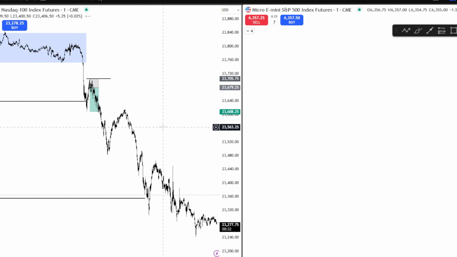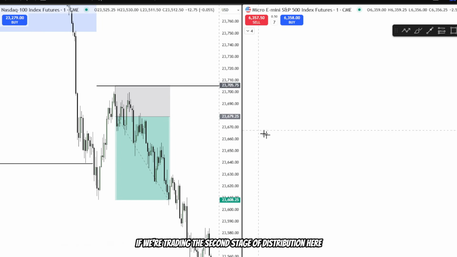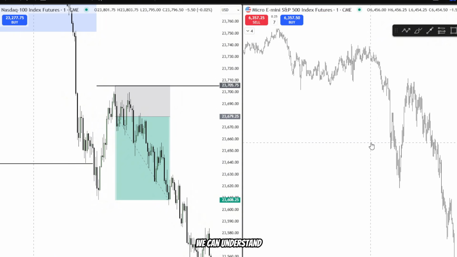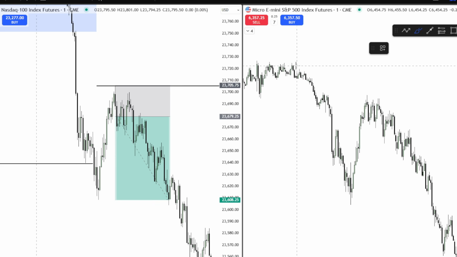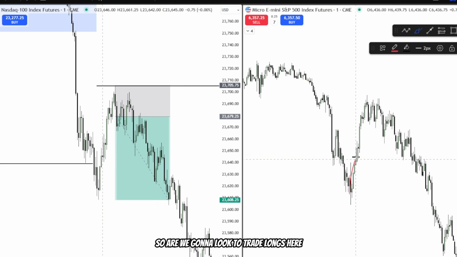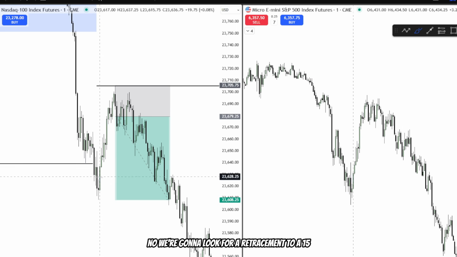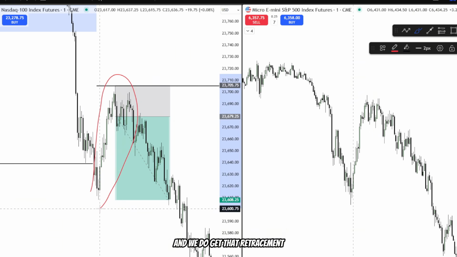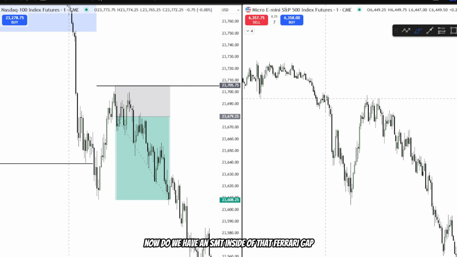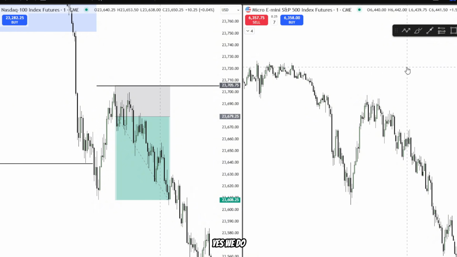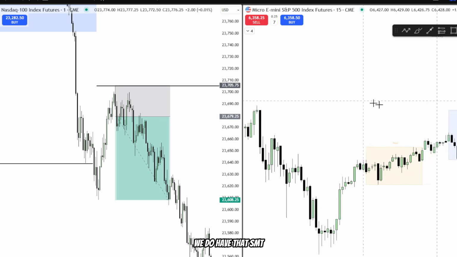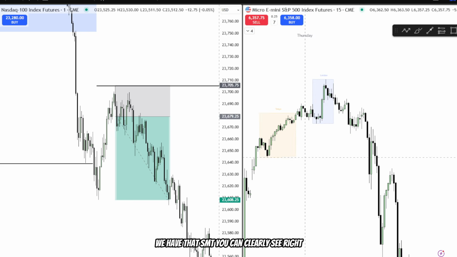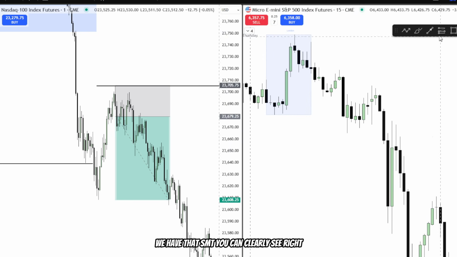Let's go back here. So if we're trading the second stage of distribution here, we can understand that on the higher time frame, we're bearish. So are we going to look to trade longs here? No. We're going to look for a retracement into a 15-minute fair value gap because our PO3 model says so, right? And we do get that retracement. Now, do we have an SMT inside of that fair value gap? Yes, we do, right? Like I mentioned, we do have that SMT. Let me just go back here. Sorry. We have that SMT. You can clearly see, right?